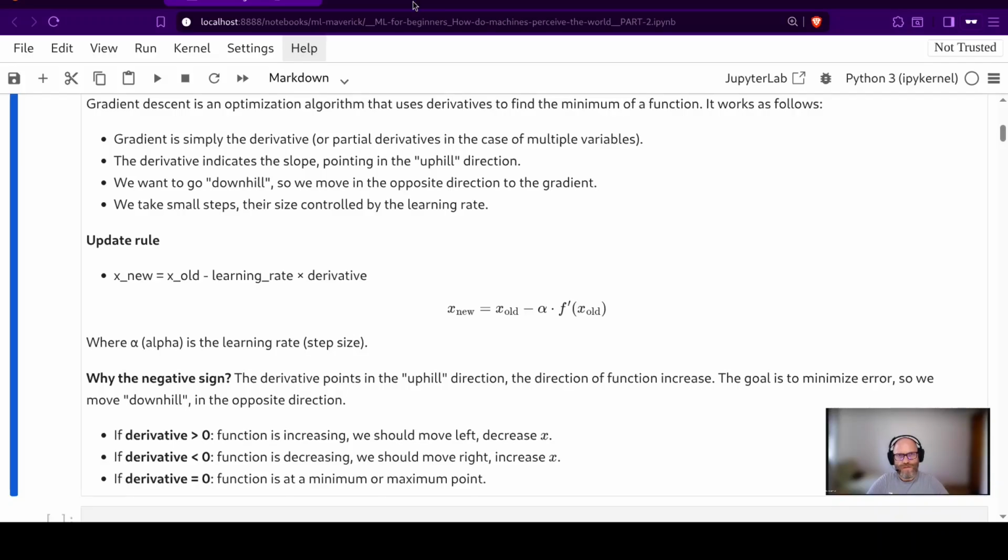If the derivative is greater than 0, the function is increasing, so we should move left, decreasing x. If the derivative is smaller than 0, the function is decreasing, so we should move right, increasing x. If the derivative equals 0, the function is at a minimum or maximum point.